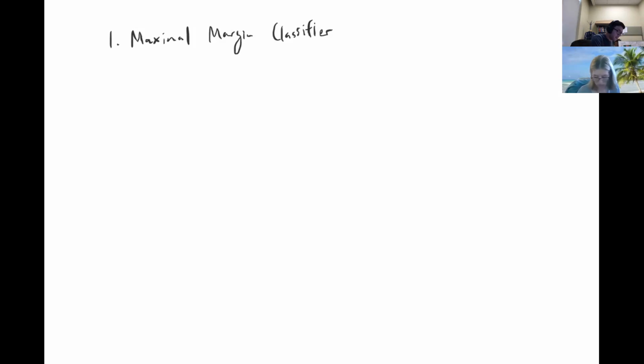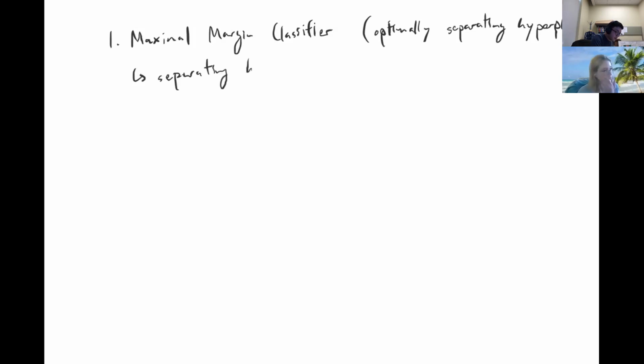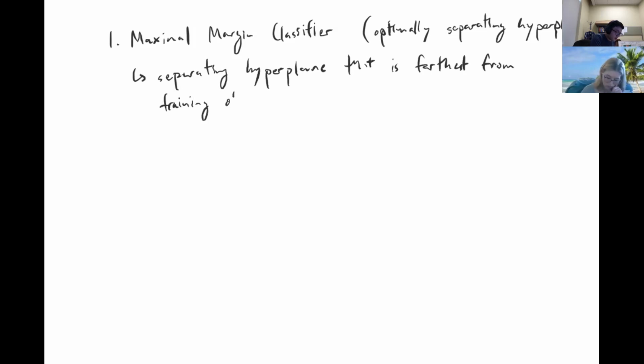So this is an optimally separating hyperplane. So a separating hyperplane that is farthest from training observations.